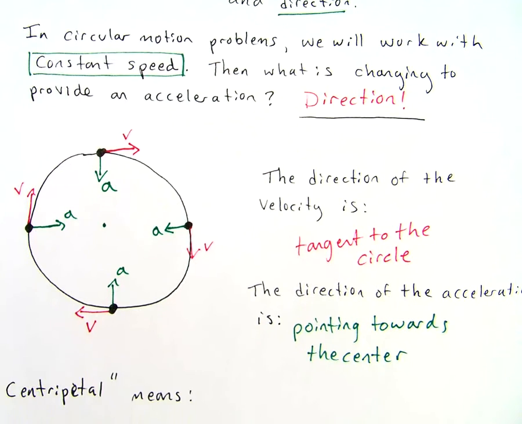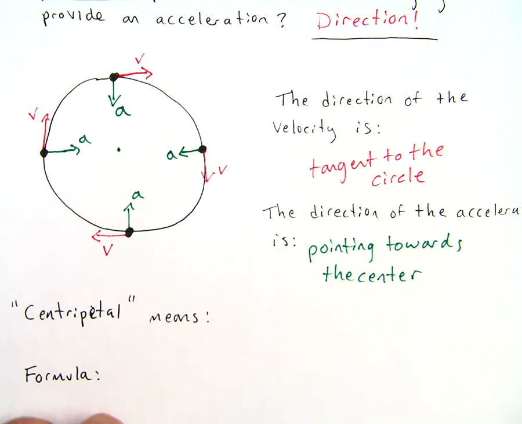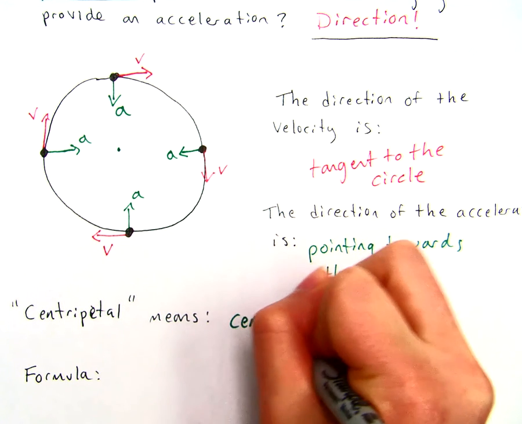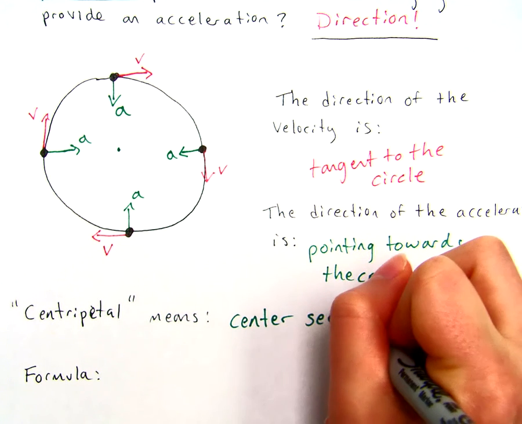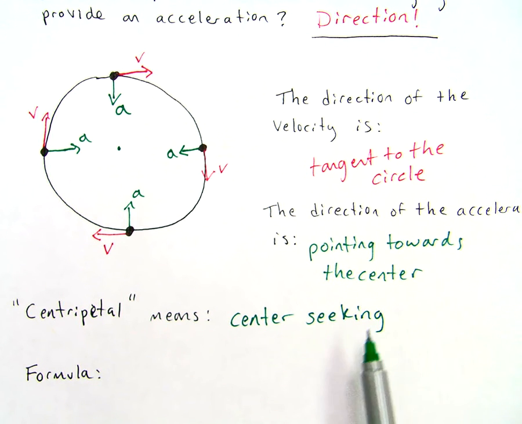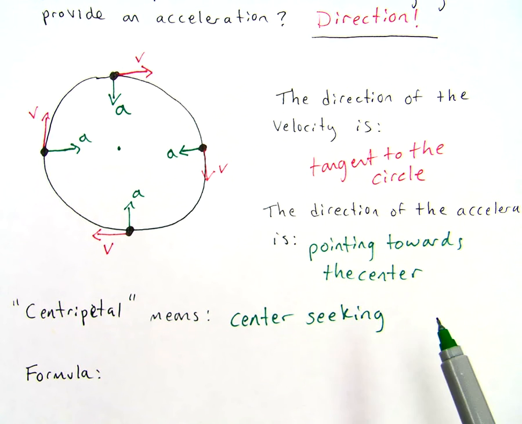And that brings us to what on earth centripetal means. I pretty much jumped in without explaining what centripetal means. By definition, centripetal means center seeking. And that works out really well for this acceleration. It's pointing towards the center. So we are constantly seeking the center of the circle for our acceleration.